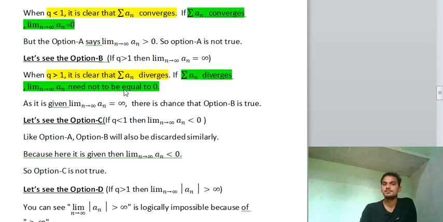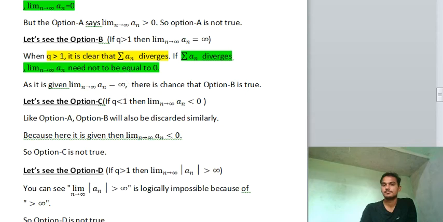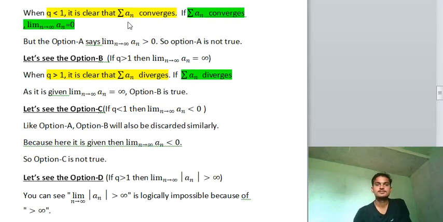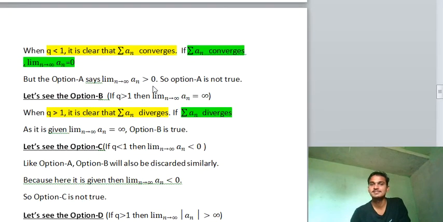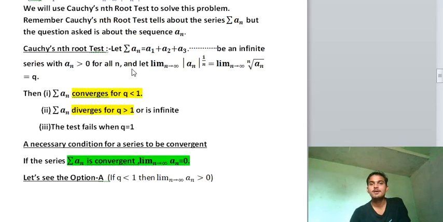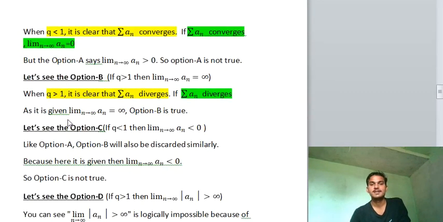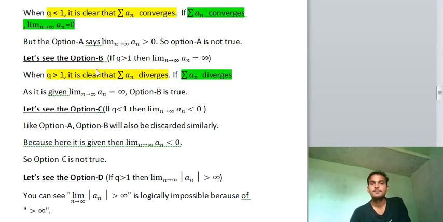Option B. What does option B say? When q is greater than 1, what is q? The limit of a_n to the power 1 by n. When the limit of a_n to the power 1 by n is greater than 1, clearly the series is divergent. The series summation a_n diverges. So when q is greater than 1, it is clear that the series diverges.